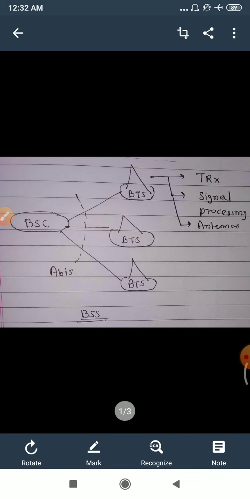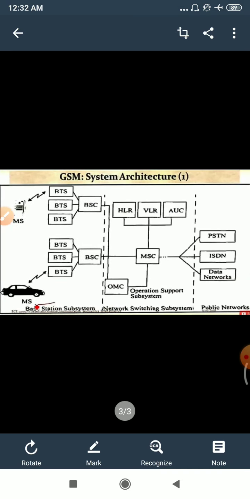One more thing you can observe over here is the Abis interface, which is nothing but the interface between the BSC and BTS blocks. This interface we will study in detail in the next slide. Okay, so again we will come here after this.